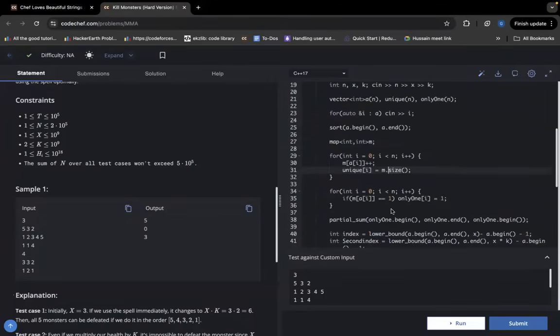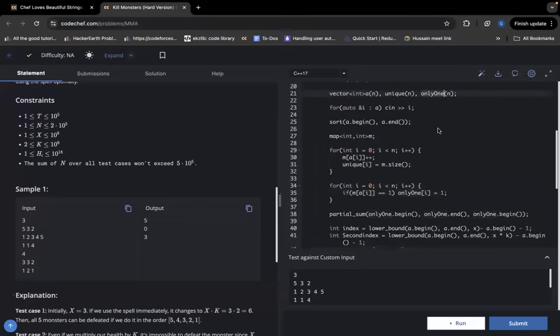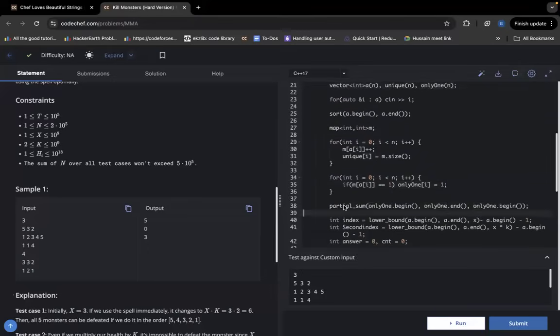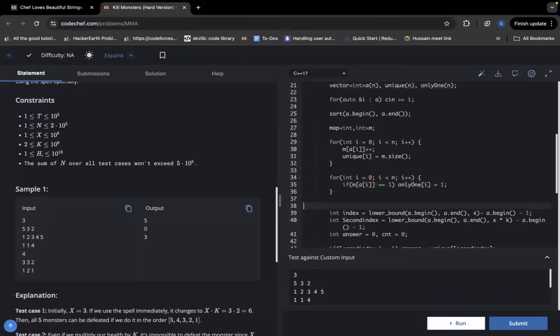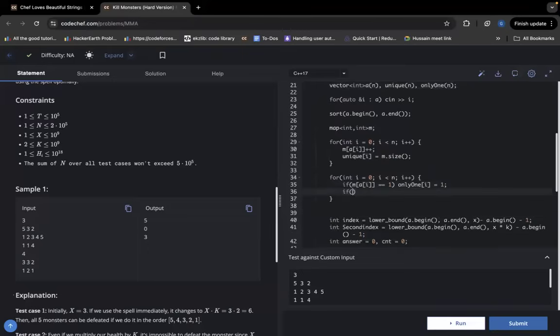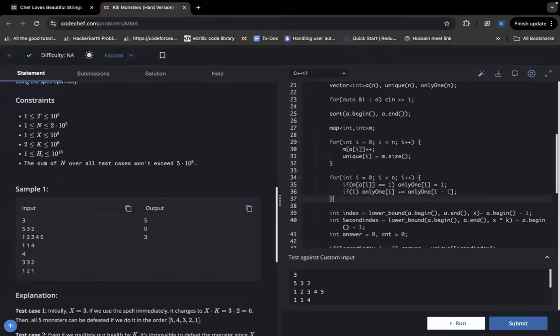Yes? Okay. Now that this is clear, I want to make my only one array. And how do I do this? I iterate from 0 to n, and if frequency of a[i] is 1, then I say that only one[i] is 1, otherwise only one[i] is 0, because initially all elements are 0. After that, I am just taking its prefix sum. Instead of this, you can also do this: if i, only one[i] plus equal to only one[i minus 1]. Okay, this is what we are doing.